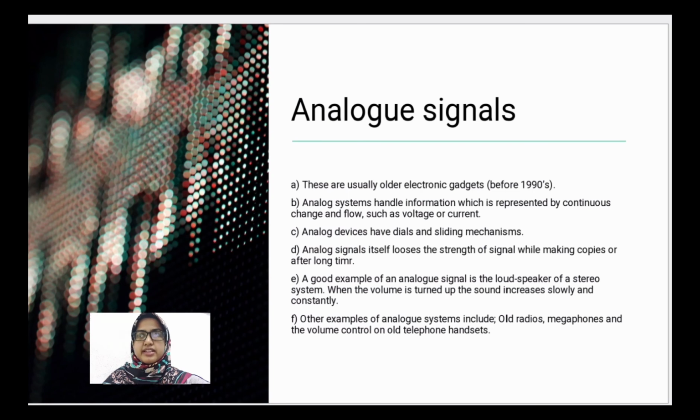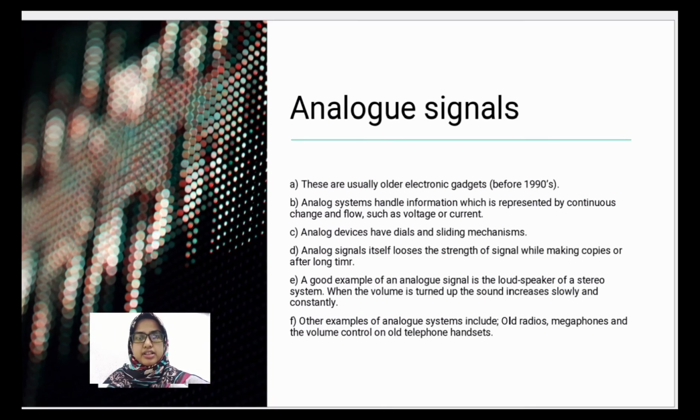Next, we look at digital electronics. They have analog signals and digital signals. First, we look at analog signals.